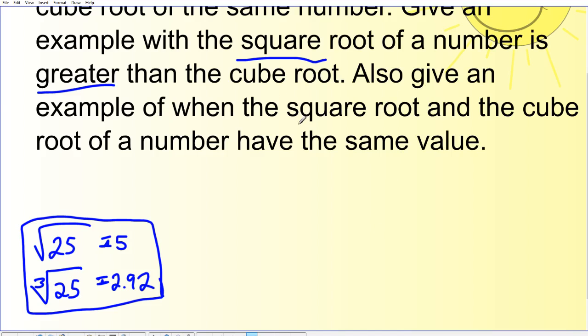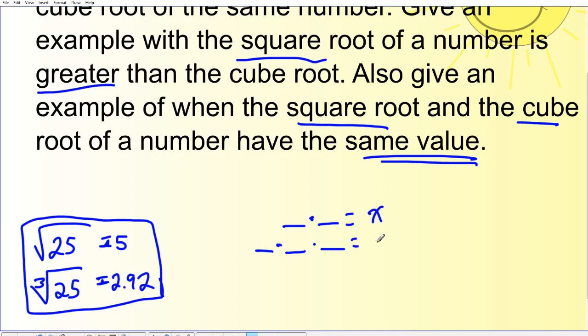Also give an example of where the square root and the cube root have the same value. That's a little bit trickier. Because, I mean, think about it. What times what equals a number? And then what times itself times itself gives you the same number? I mean, it can't be like 2. 2 times 2 is 4. 2 times 2 times 2 is 8. That's not going to work. 0? 0 times 0 is 0. 0 times 0 times 0 is 0.